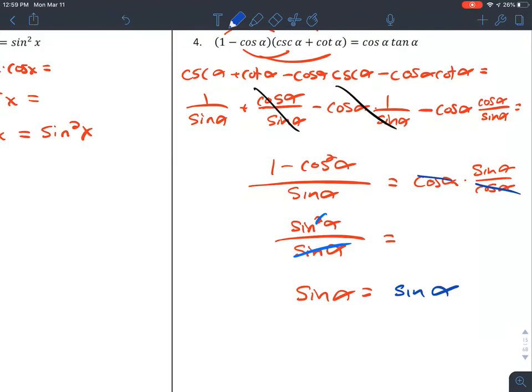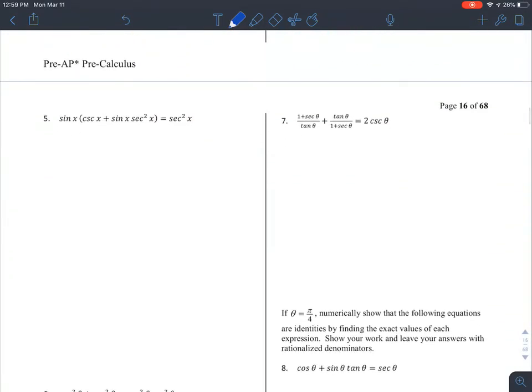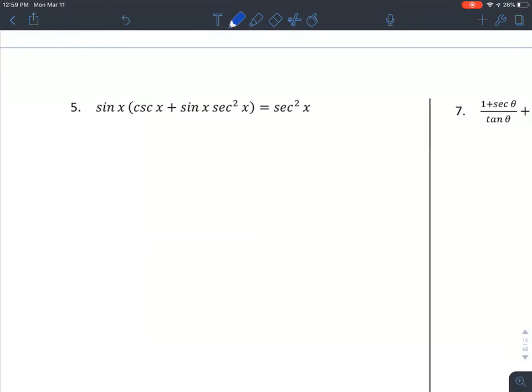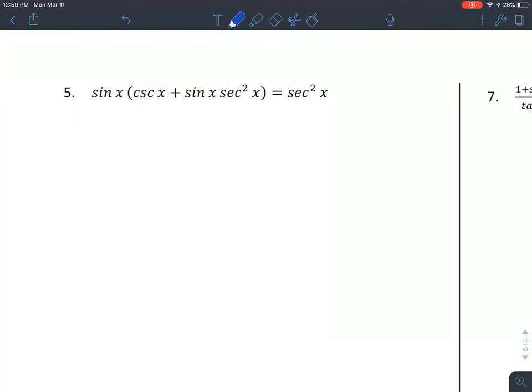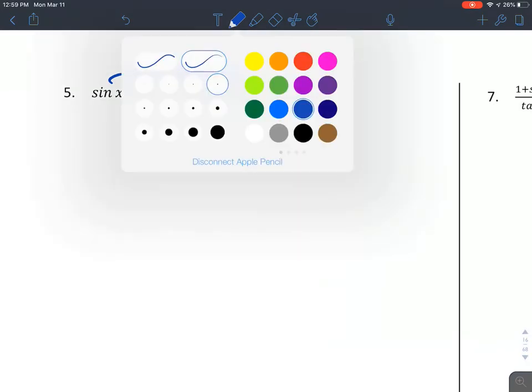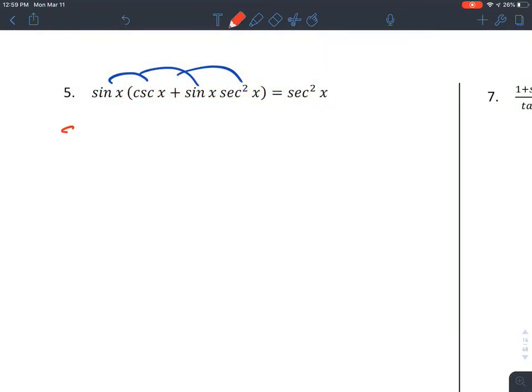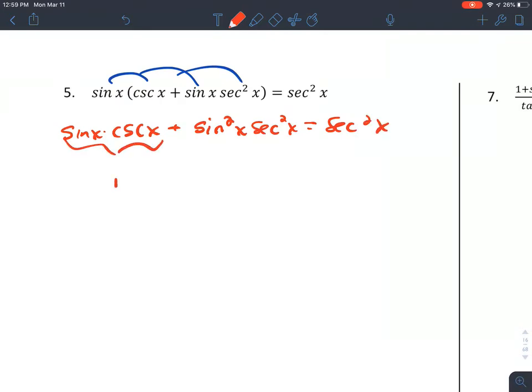Let's go to number 5. I assume it's the same instructions because there's no new instructions written. Going to distribute the sine and see what that does for me. Sine of x times cosecant of x, that's going to be 1. Sine times sine is sine squared of x times secant squared of x. Once again, this is 1 because you're multiplying two reciprocals.